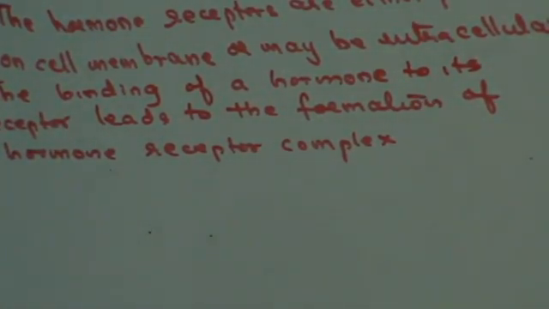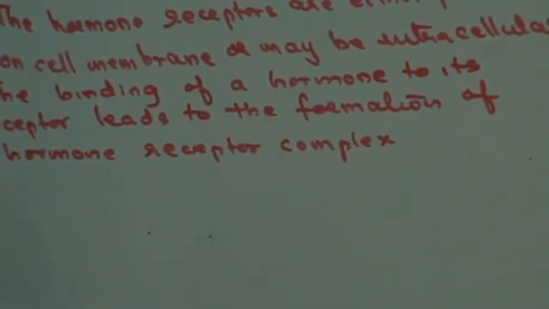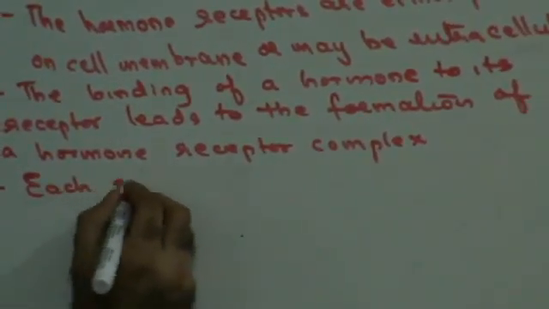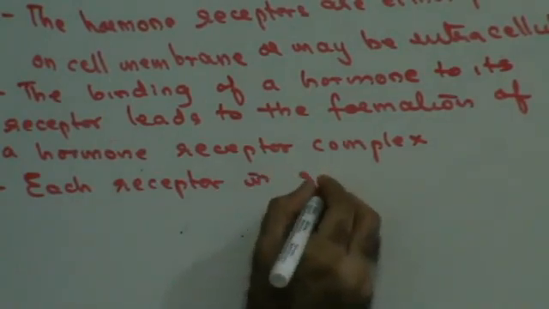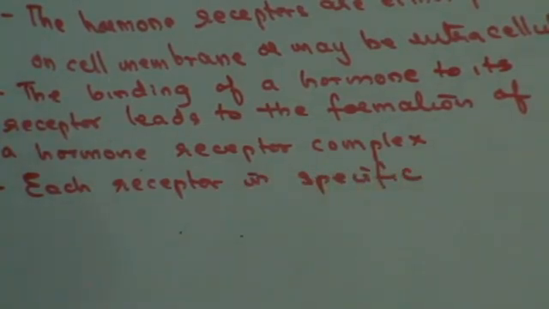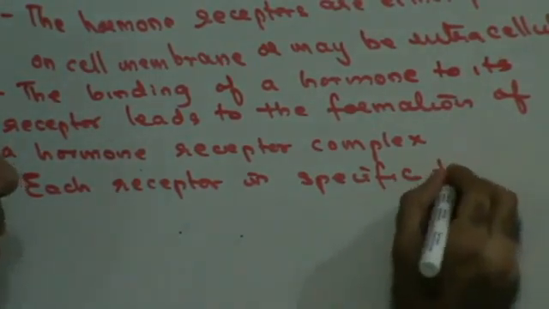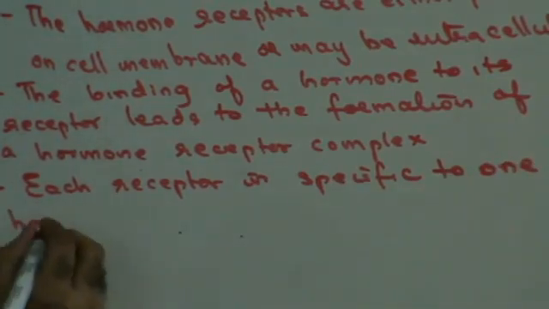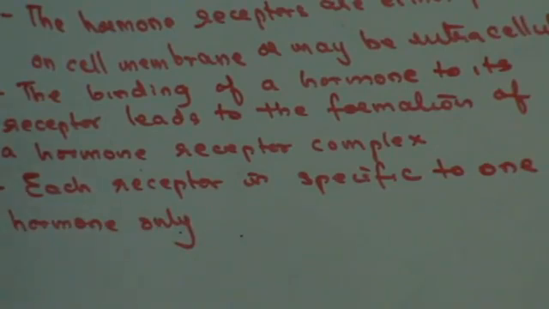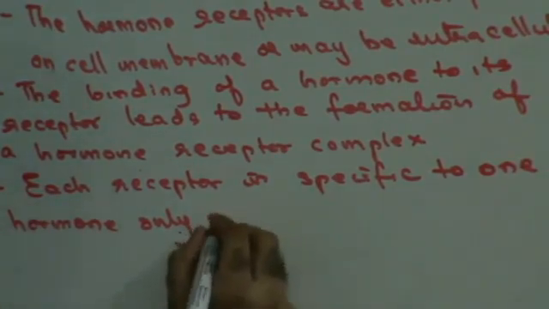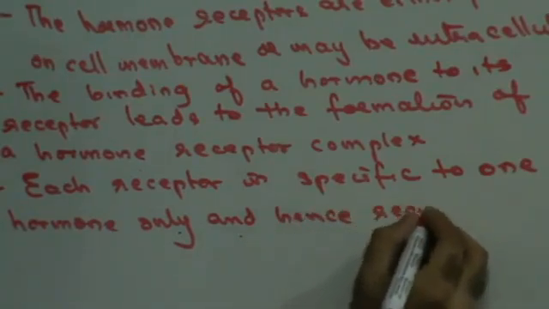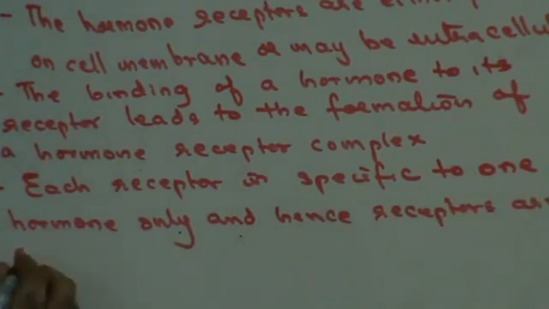Now, you have so many hormones that are going to be released. How do I know which hormone will react with which receptor? Each receptor has one and only one specific hormone to which it will react. So each receptor is specific to one hormone only, and hence receptors are specific. Fine, do we get this?